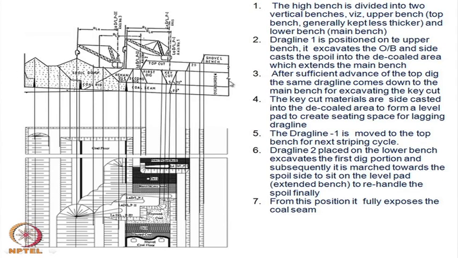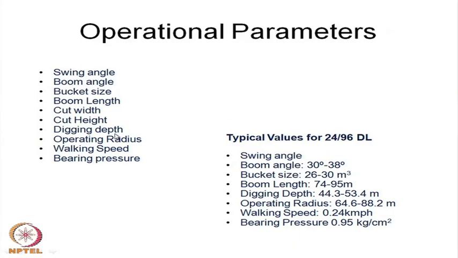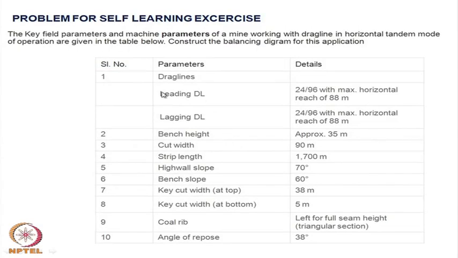So, you can draw the balancing diagram in cross sections. From there you can construct the plan view. If you want to learn, you will have to do this. You can remember that for doing the whole productivity calculations, you will require the operational parameters: how the swing angle is negotiated, the boom angle, bucket size, boom length. Some of the typical values for a 2496 dragline are given over here. With this you can create a problem. You note down this problem; you will have to solve it by yourself.